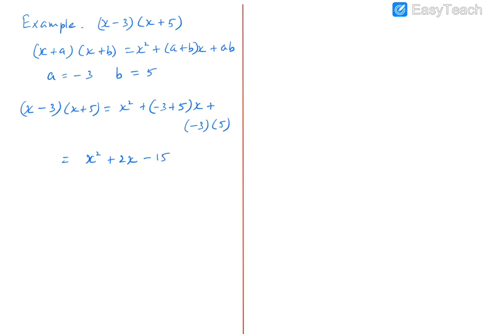So we have plus minus 3 into 5. Minus 3 into 5 is minus 15. So this expression evaluates to x square plus 2x minus 15.